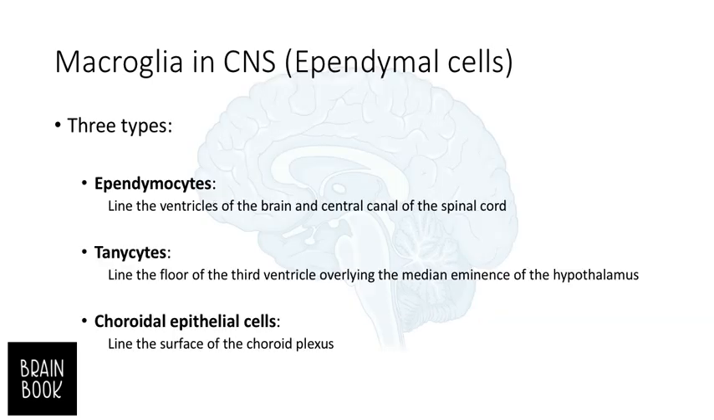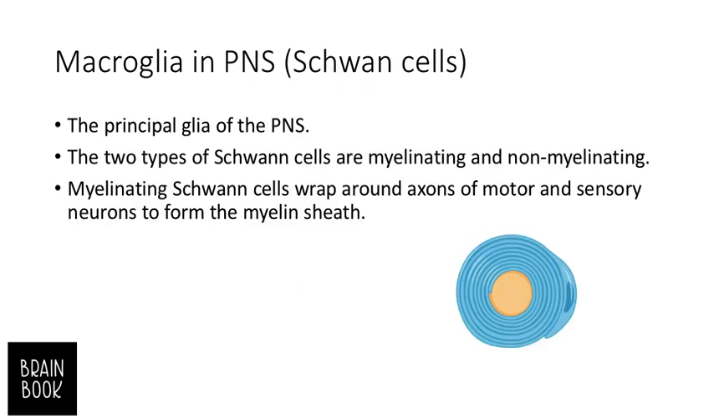These cells were in the central nervous system, and here in our peripheral nervous system we have Schwann cells. As you may know, Schwann cells are responsible for production of the myelin in the peripheral nervous system, and they are the principal glia of the peripheral nervous system. We have two types of Schwann cells, myelinating and non-myelinating. The myelinating Schwann cells wrap around the axons of motor and sensory neurons to form the myelin sheaths.